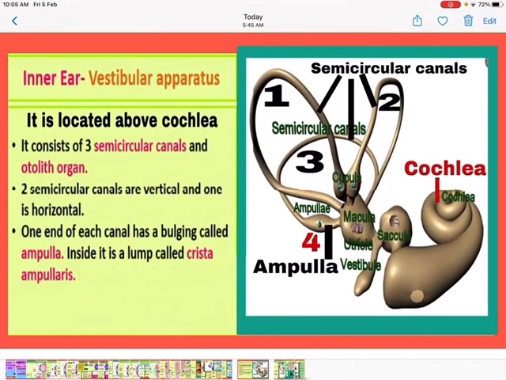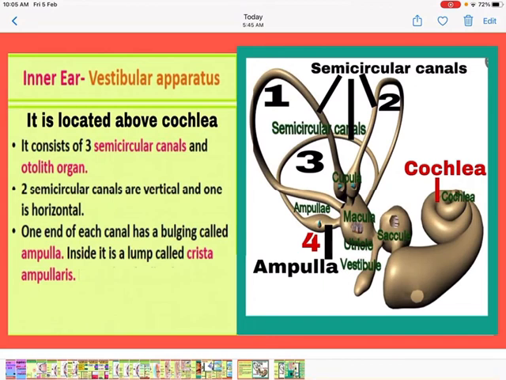Now come to the vestibular apparatus. It is located above the cochlea and it has 2 parts, 3 semicircular canals and 1 otolith organ. Now see the labeling 1, 2 and 3 in the diagram. These are 3 semicircular canals. 2 semicircular canals are vertical and 1 semicircular canal is horizontal. Now see the end of each canal. It is swollen and it is called the ampulla, and inside the ampulla is present a lump called crista ampullaris, which has hair cells. Labeling 4 in the diagram is showing the ampulla of each semicircular canal.